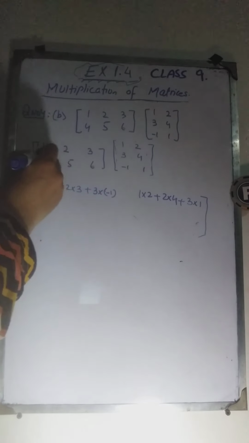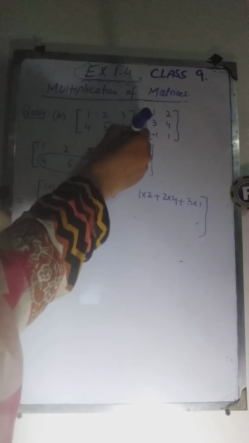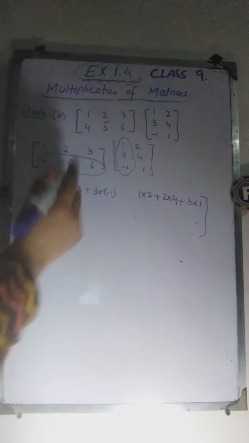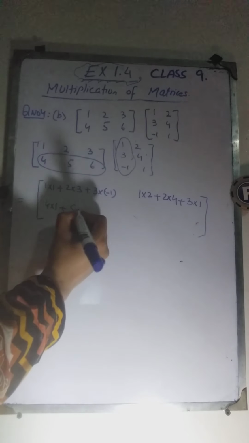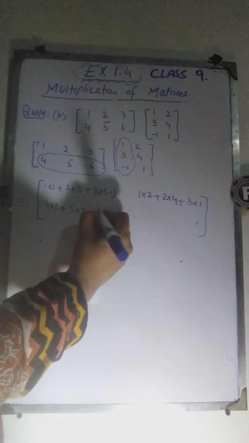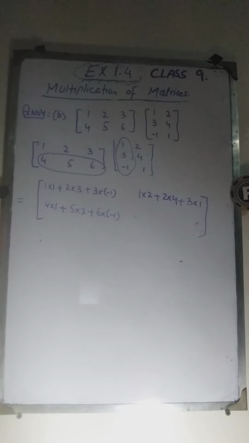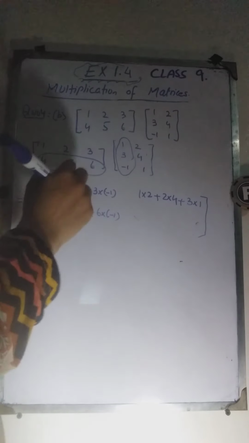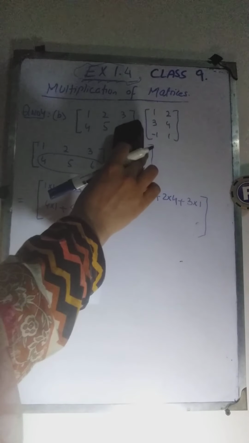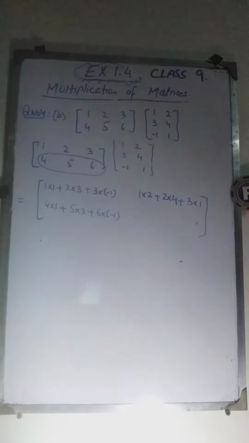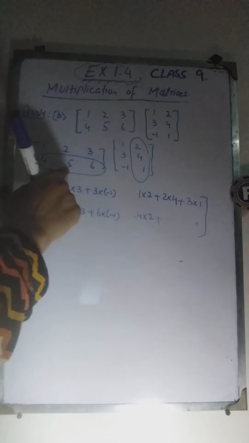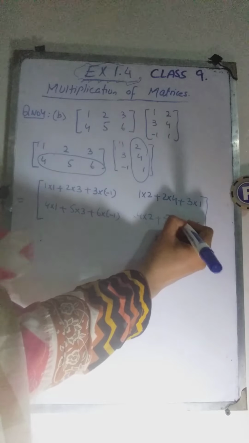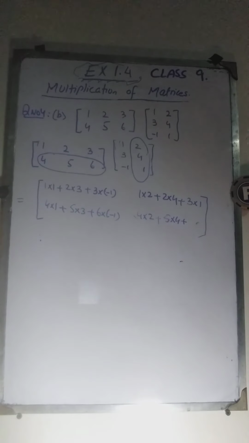Okay. Now we pick the last row and multiply it with all the columns, with the first and then with the second. 4 into 1 plus 5 into 3 plus 6 into negative 1, and then we are done with the first column. Now we are going to pick the second column, second row, second column. 4 into 2 plus 5 into 4 plus 6 into 1.